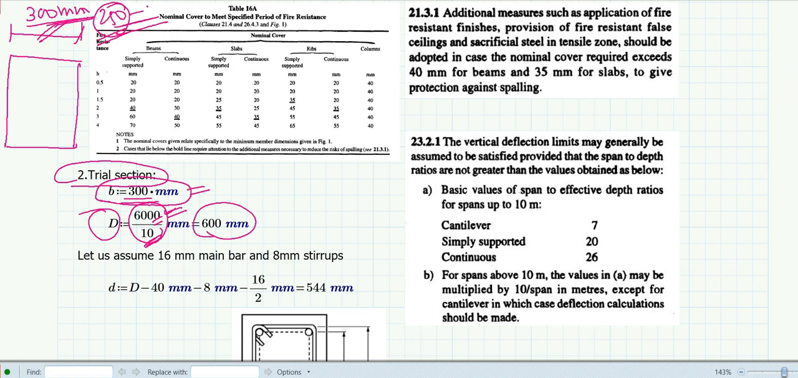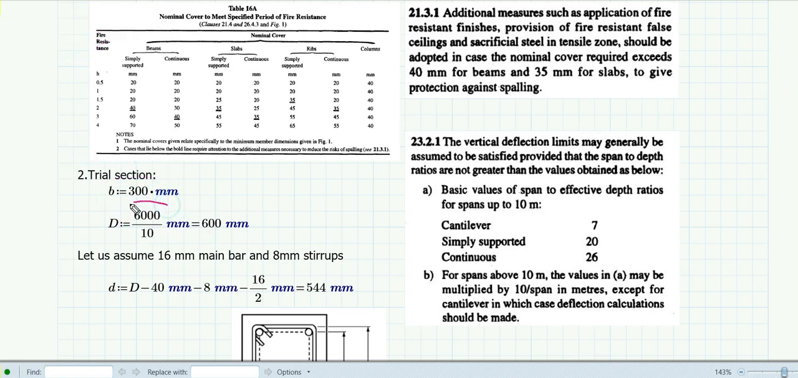Okay, so as you know that the span is 6 meters, so 6000 mm divided by 10 comes out to be 600 mm. So the depth of the section we assume to be 600 mm and the width is 300 mm. So that is one reference that you can refer to while selecting the trial section.